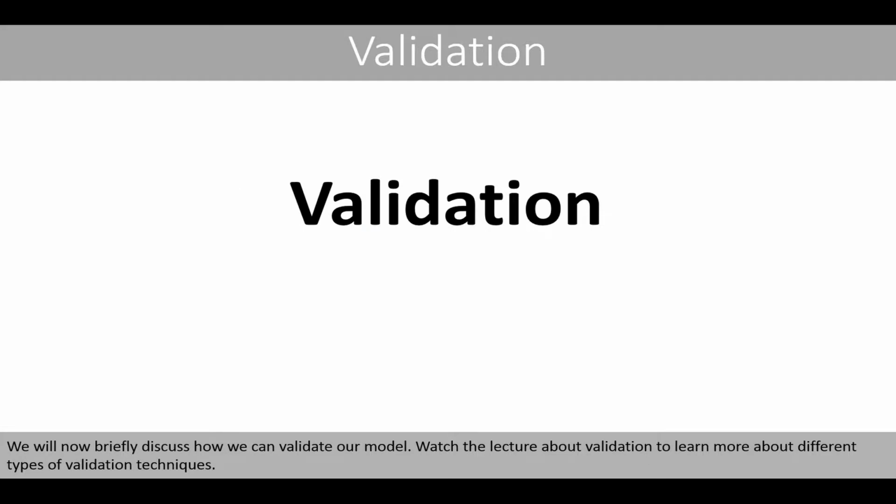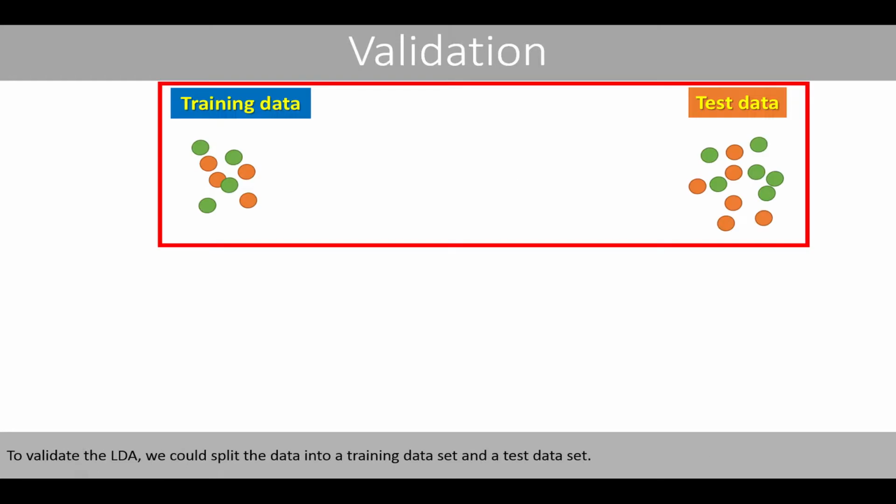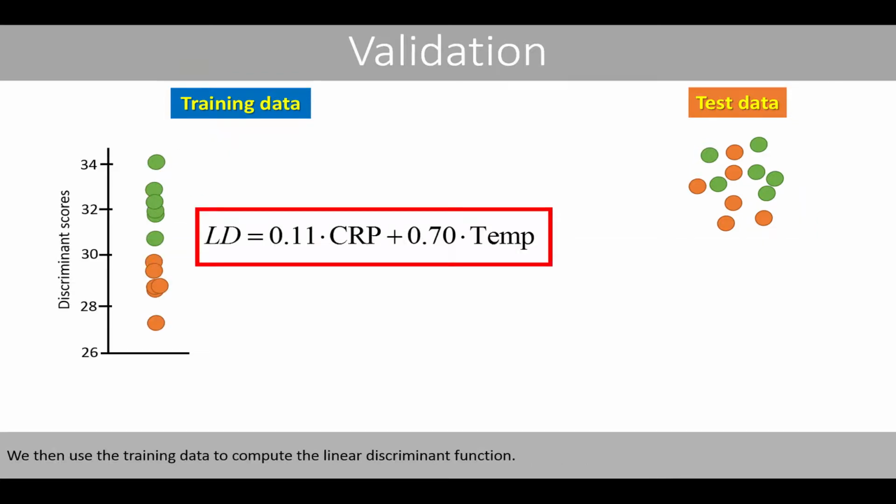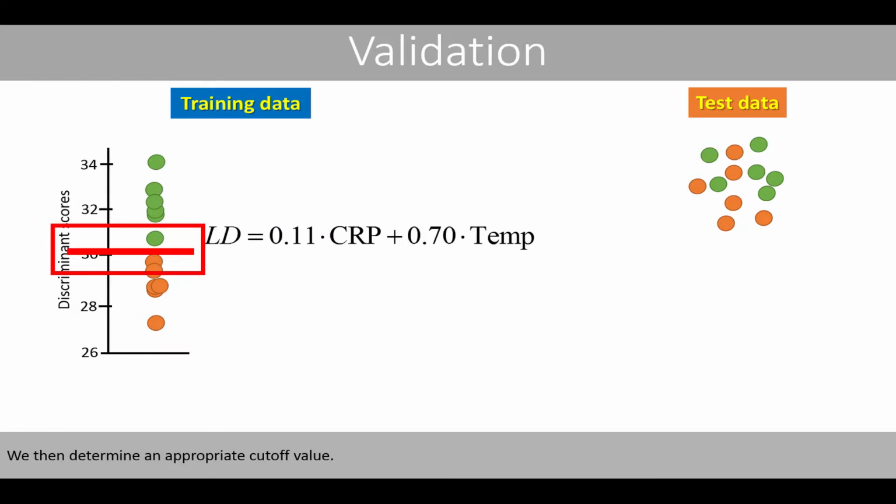We'll now briefly discuss how we can validate our model. Watch the lecture about validation to learn more about different types of validation techniques. To validate the LDA, we could split the data into a training dataset and a test dataset. We then use the training data to compute the linear discriminant function. We then determine an appropriate cutoff value.